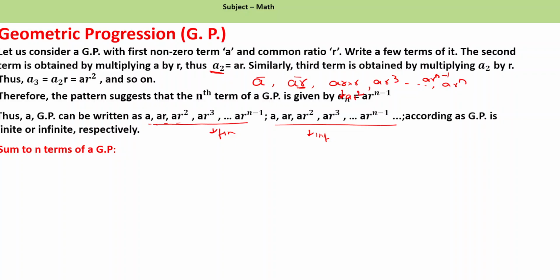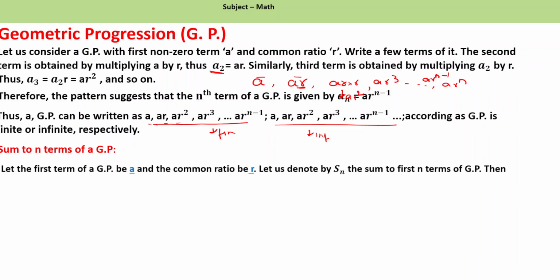Sum of n terms of a GP. How are we going to calculate it? First we will assume the first term of a GP is a and the common ratio is r. Now let us denote the sum of n terms of a GP as Sn, that is the first n terms of a GP. Then we write Sn is equal to a plus ar plus ar square, and so on. This is the nth term, ar power n minus 1.